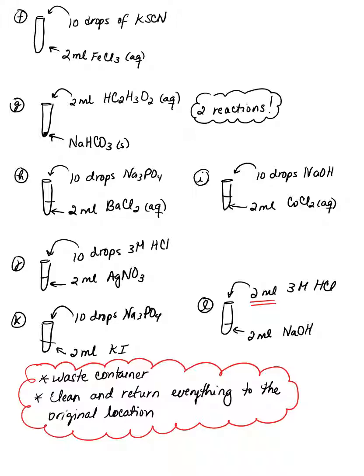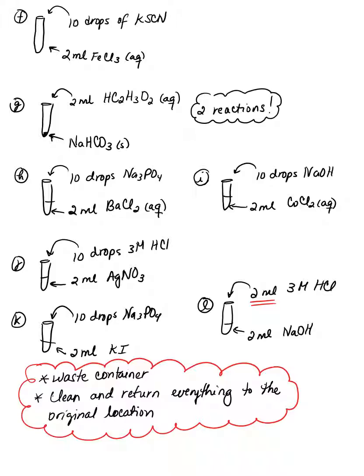For letter H, you're going to have 2 milliliters of barium chloride in the test tube, and then to those 2 milliliters, you're adding 3 drops of sodium phosphate. In letter I, you have 2 milliliters of cobalt chloride in the test tube, and now you're going to add 10 drops of sodium hydroxide. Letter J, next one, we have 2 milliliters of silver nitrate in your test tube, and you're adding 10 drops of your 3 molar hydrochloric acid.